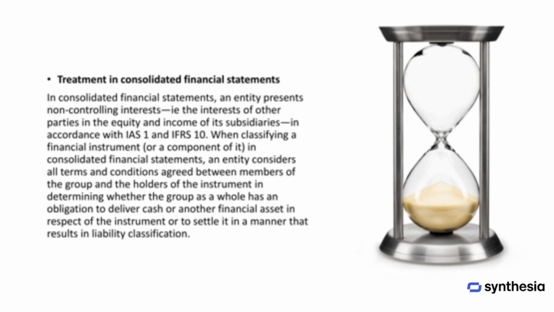When preparing consolidated financial statements, an entity presents non-controlling interests, which are the interests of other parties in the equity and income of its subsidiaries, in accordance with IAS 1 and IFRS 10. When deciding how to classify a financial instrument or a part of it in these consolidated statements, the entity takes into account all terms and conditions agreed between members of the group and the holders of the instrument. This helps determine whether the group as a whole has an obligation to deliver cash or another financial asset, or to settle the instrument in a way that would require it to be classified as a liability.